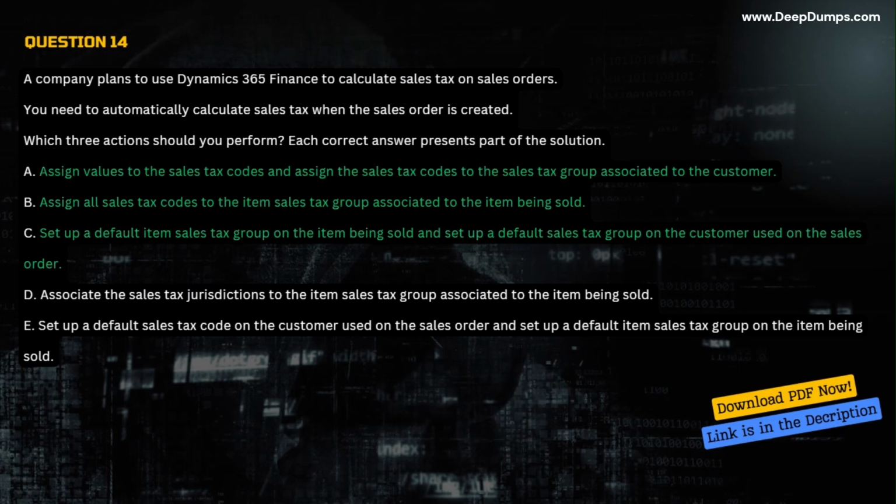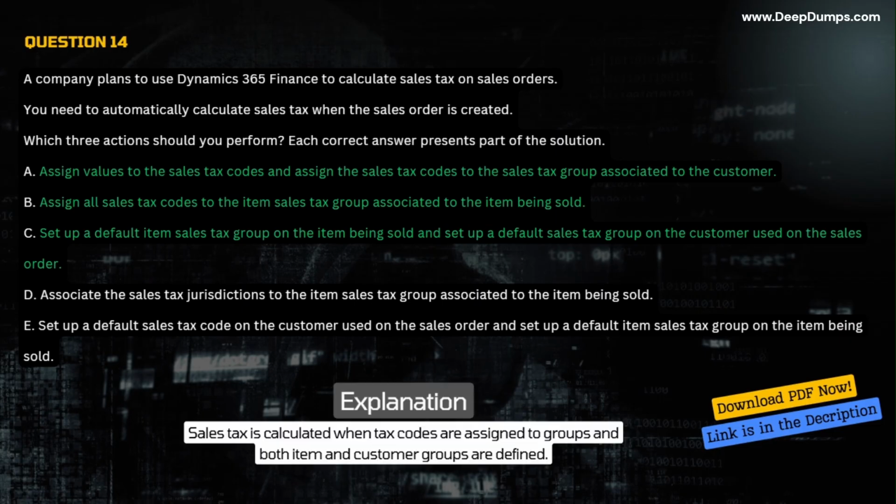Correct answer A, B, and C. Assign values to the sales tax codes and assign the sales tax codes to the sales tax group associated to the customer. Assign all sales tax codes to the item sales tax group associated to the item being sold. Set up a default item sales tax group on the item being sold and set up a default sales tax group on the customer used on the sales order. Explanation. Sales tax is calculated when tax codes are assigned to groups and both item and customer groups are defined.